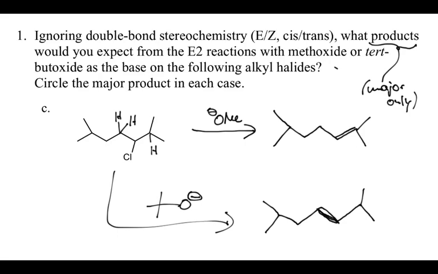So you have to be really, really careful about reading exactly what I'm asking for. A typical thing to do would be: draw all the products for the following reaction, and circle the major one. Does it make sense? So then don't forget to circle, because that'll give you points for circling. All right? So, next one.